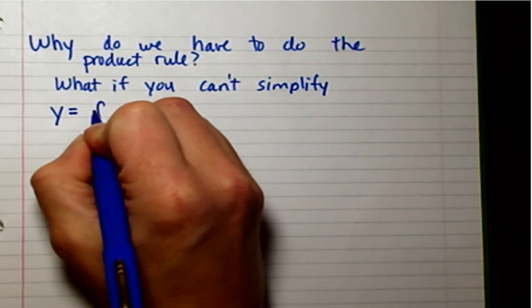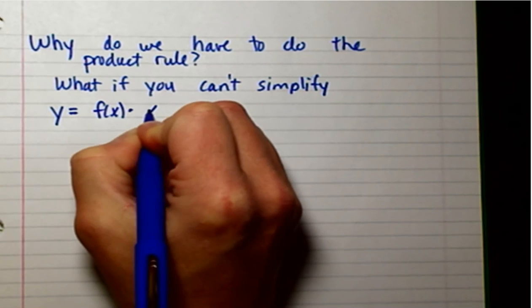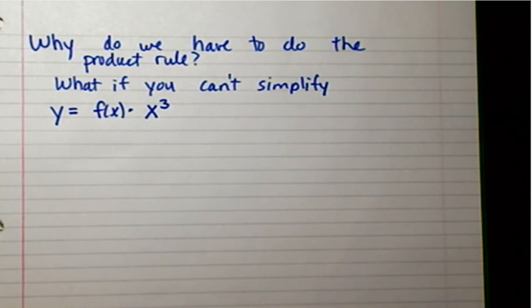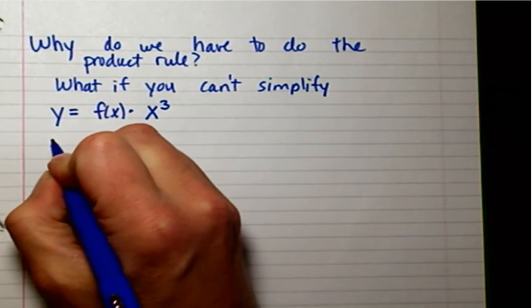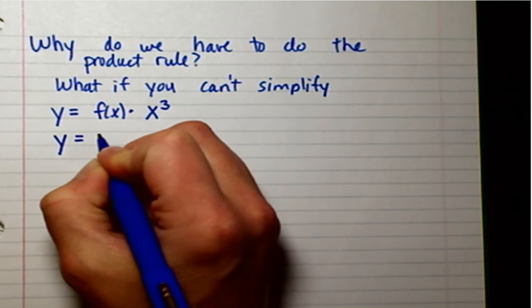All right, what if I say f of x times x cubed? Can you simplify f of x times x cubed? I don't know how to multiply them. You can't simplify. When you can't simplify, the product rule is the only choice. So you have to know the product rule. There are some times when you cannot avoid it.